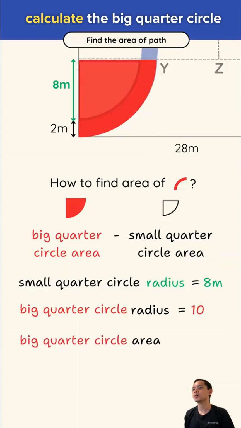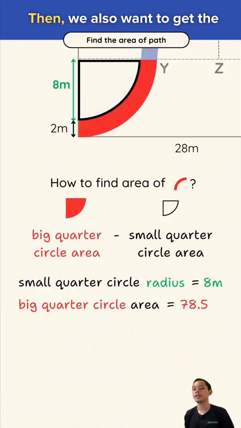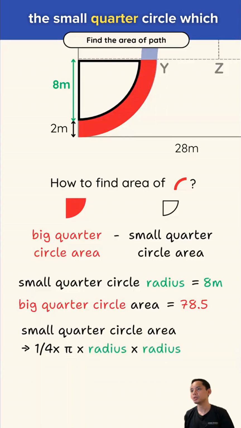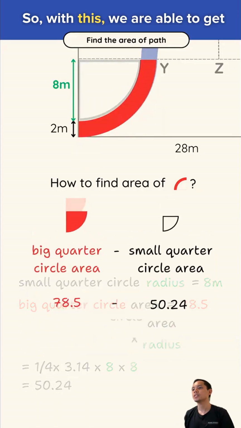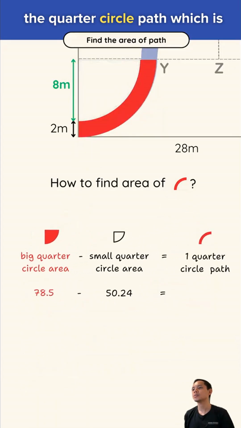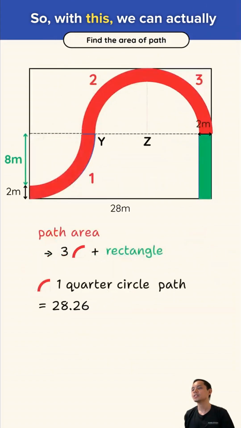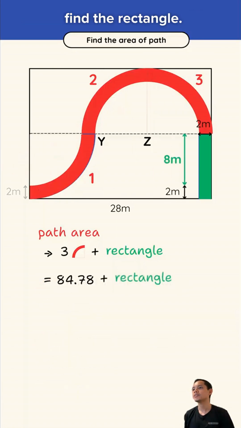With this, we can calculate the big quarter circle area, and this gives us 78.5. Then we also want to get the small quarter circle area. Since we know the radius of the small quarter circle is 8 meters, this gives us 50.24. So with this, we get the quarter circle path, which is equal to 28.26. Then we can calculate the curved path area, which comprises 3 of the quarter circle path, and this will be equal to 84.78.